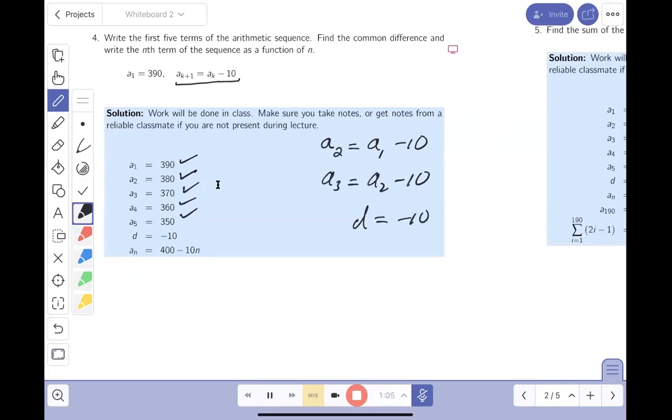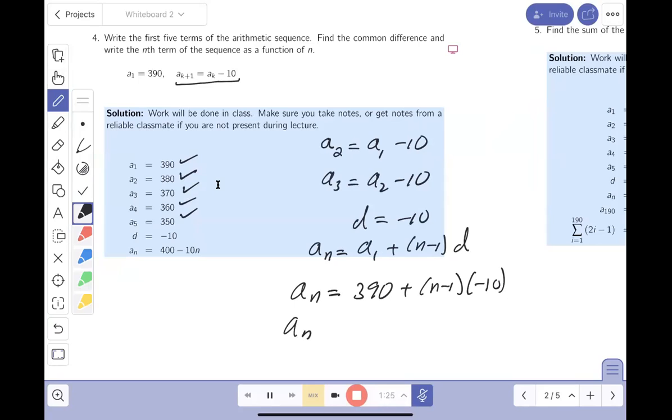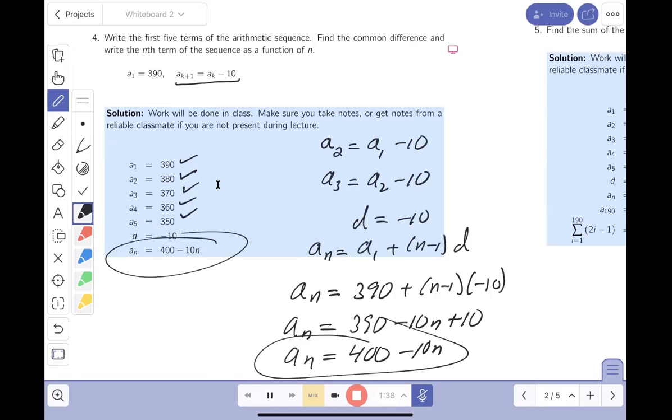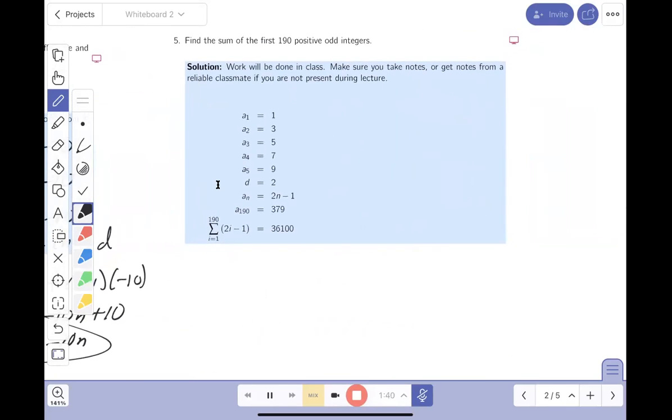Now it says write the nth term of the sequence as a function of n. What does that mean? AN equals A1 plus N minus 1 D. Let's write this down. AN, A1 is 390 plus N minus 1, and D we found to be minus 10. What does this give me? AN, 390 minus 10N plus 10, AN would be 400 minus 10N. All right, pretty easy, not that bad. All right, let's go to number 5.